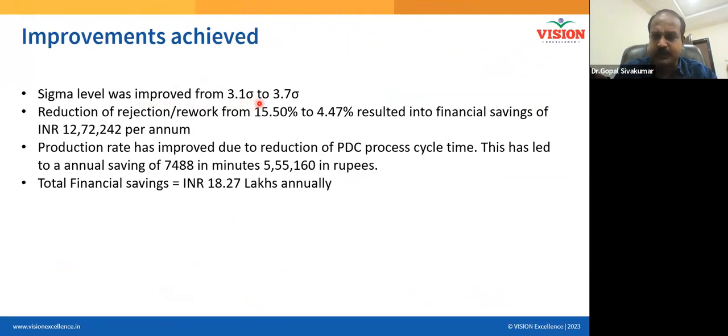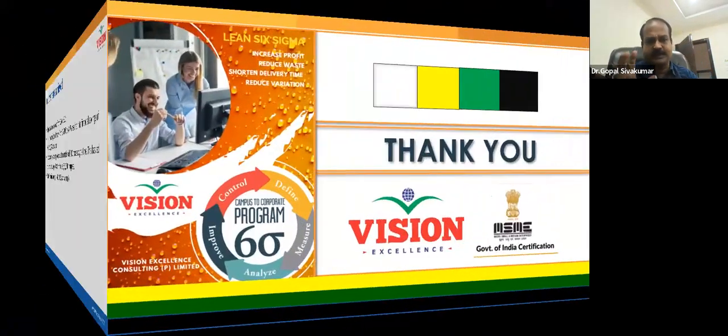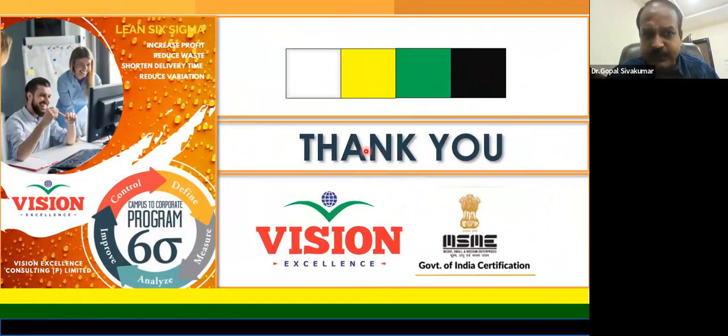Sigma level improved from 3.1 to 3.7, and rejections reduced from 15.5% to less than 5%, with a direct saving of 12.7 lakhs. However, the total saving is 18.27 lakhs, because some non-financial benefits are also accounted for finally. The production rate also improved, and this has led to an annual saving of so many minutes and excess saving. Both put together, the saving is 18.27 lakhs. So this is for illustration purposes, how a project flow will be. However, if you learn all the tools, then you will be able to appreciate it better. I think now you have some clarity on how to draft your project charter and how the project flow will be. All right.